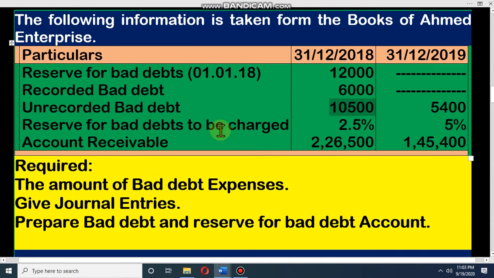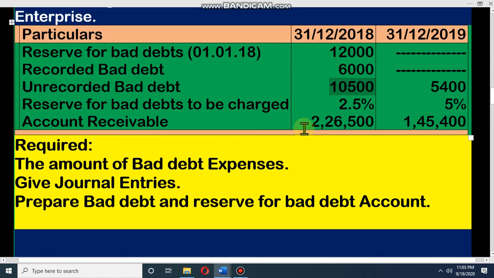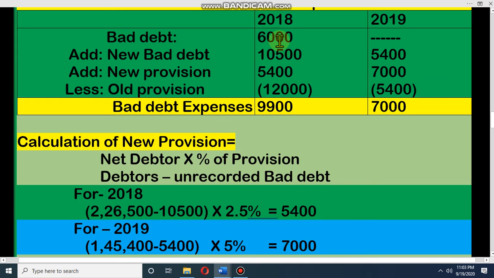Look at the question. How is the old provision given? Yes, the reserve for bad debt is given in the opening balance. It is 12,000. So it is the old provision. Bad debt plus new bad debt plus new provision minus old provision. So bad debt expenses is 9,000. Dear student, I hope you understand.